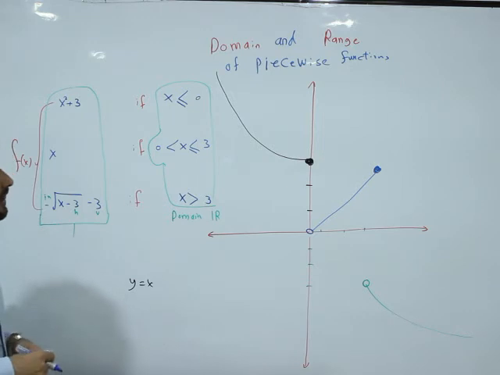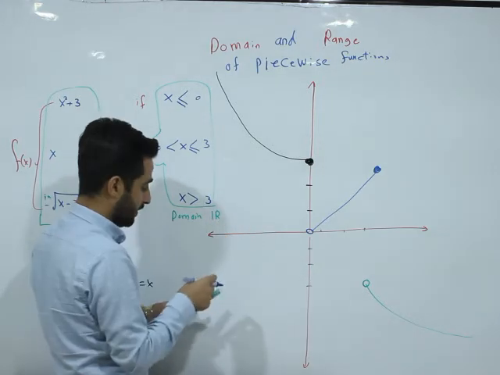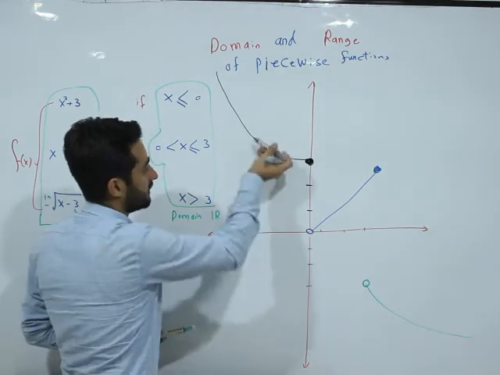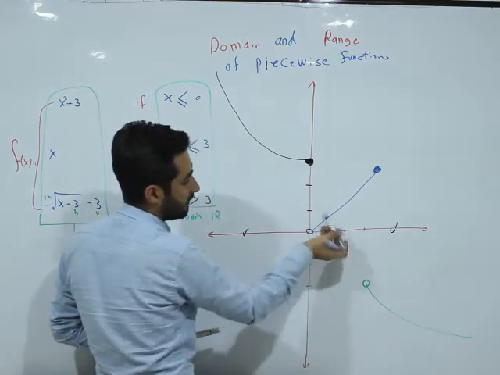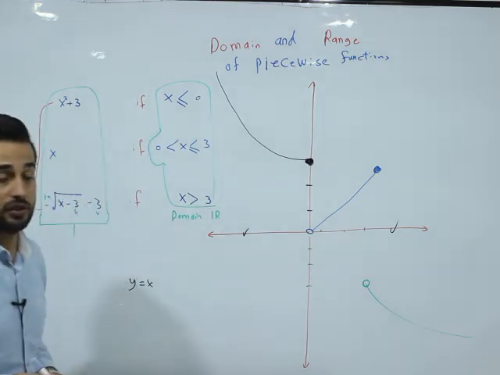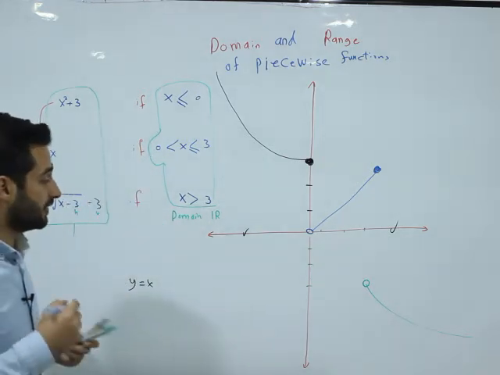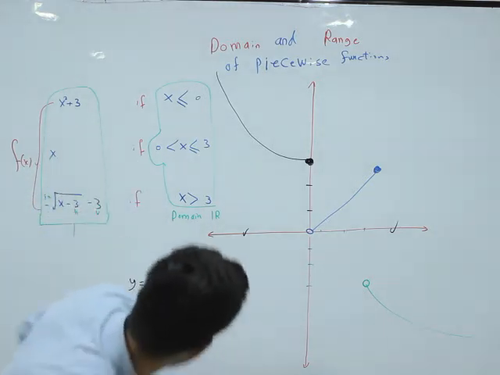Guys, now let's talk about the range. For the domain, we said it's all real numbers. Let's check by the graph. We have graph in the negatives, we have graph in the positives, and we have graph at 0, because we have this, so all real numbers for the domain. Now let's talk about the range of this graph. Let me clean this, sorry.